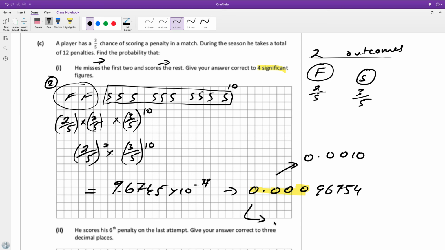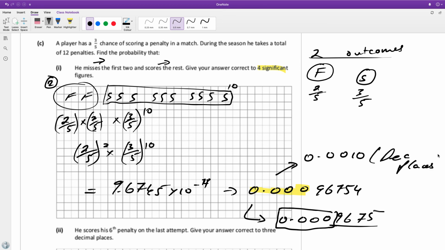4 significant figures is 0.000967. That's a 4, so that stays 5. They are 4 significant figures. Very important. Is that okay? These aren't considered significant. This is decimal places. This is significant figures.